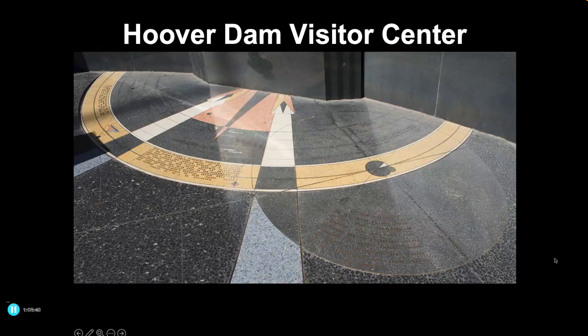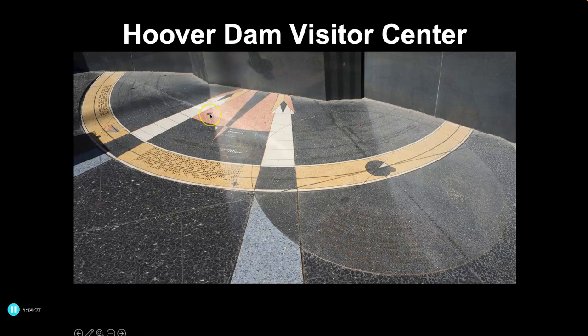This is kind of cool. If you go to the Hoover Dam, outside of the visitor center, there's the statues, and it looks very cool. And if you look down at the ground, there's this metal and marble inlaid pattern on the ground. And if you read all of this text, it explains to you what you're looking at. But let me give you the short version here.